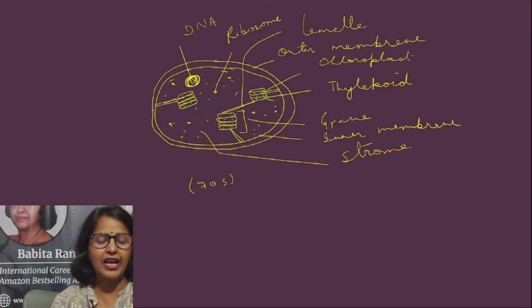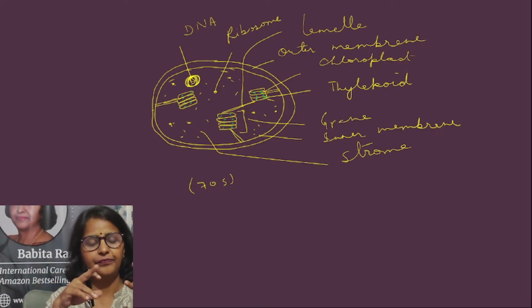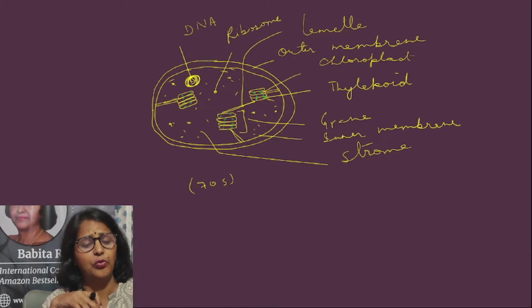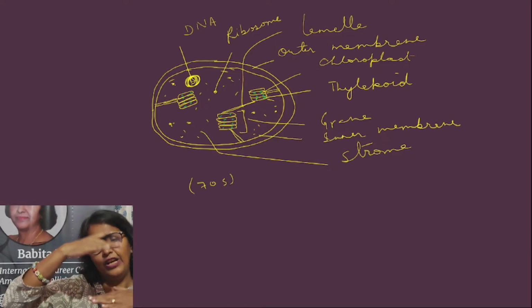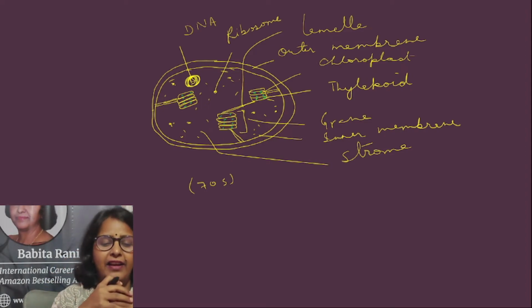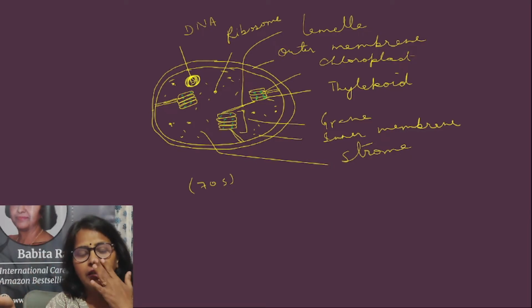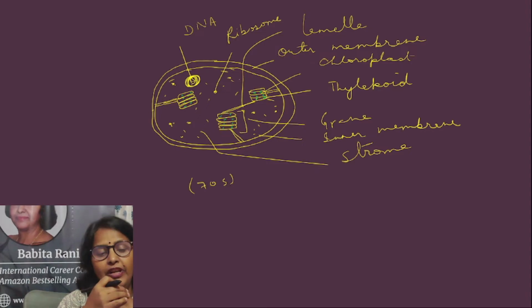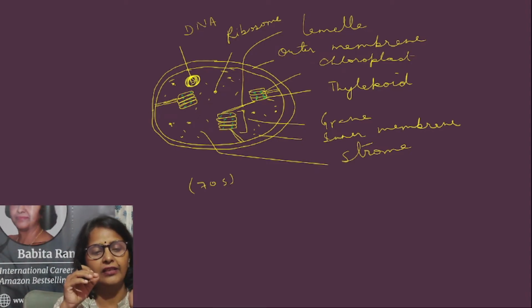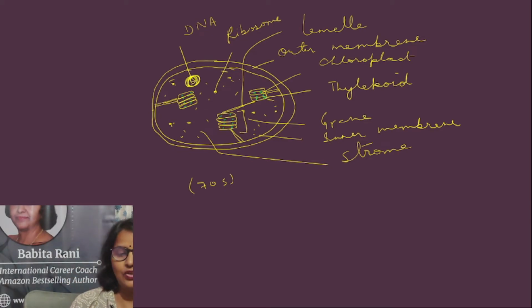Inside the membrane we have the substance which is known as stroma, and in that stroma we have thylakoid which contains the chlorophyll, and stacks of thylakoid are together known as grana, and these grana may be either connected to each other or connected to the inner membrane with the help of a lamellar structure known as lamella. They have their own DNA and they also have their own ribosome. Ribosome is of 70S type.